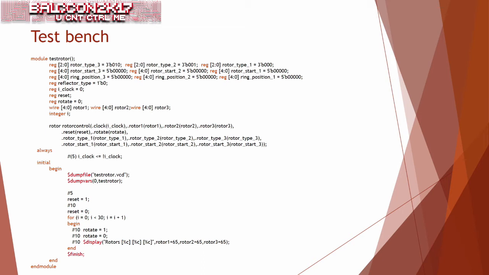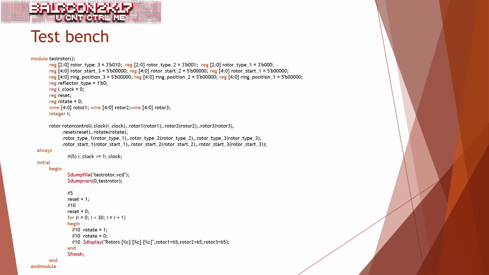And then I said, OK, after 5 time units, reset 1. After 10 time units, reset to 0. And then I have a for loop. For a for loop, you need to have a finite number. So you can't use a register or var as a value here.